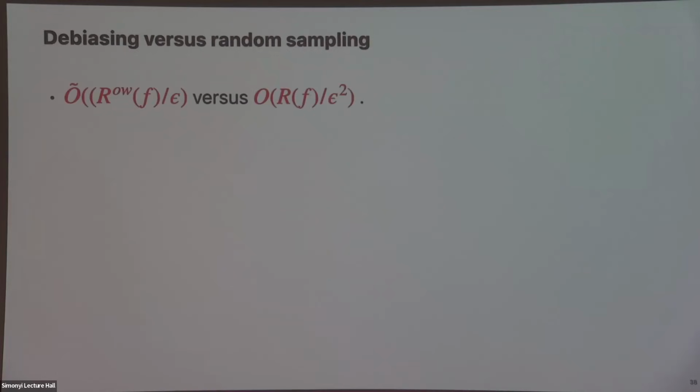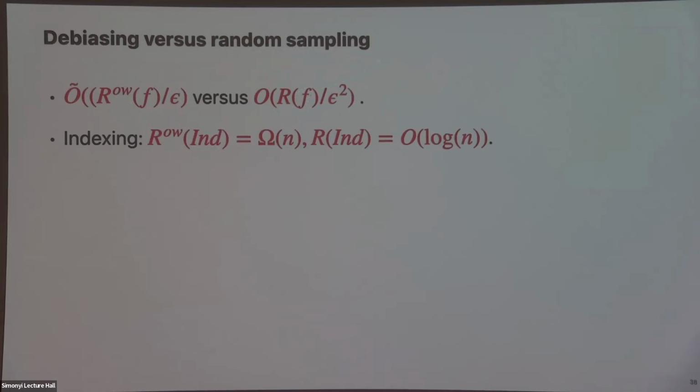Now, let's talk about debiasing versus random sampling. They give these two bounds where in general, it seems like debiasing is doing much better. It has 1 over epsilon versus 1 over epsilon squared. But if you look at the numerators, then you realize these are not quite comparable, because here we needed a one-way protocol for f. Here we could do with an arbitrary multi-round protocol for f. Of course, your round complexity will increase, but your total communication stays small.